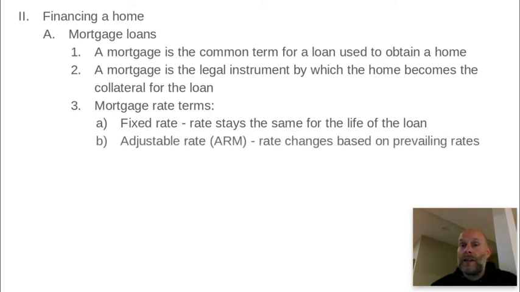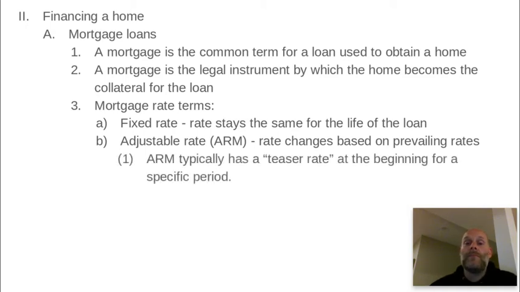So another kind is called an adjustable rate mortgage, or an ARM. And that means the rate can change based on prevailing interest rates. It typically comes with what's called a teaser rate. Up front, they'll say, oh, get an adjustable rate mortgage and your first 6 months will only be 1.5%, 2%, 3%, whatever. It's a very, very low introductory rate, but then it will adjust to whatever the rates are.